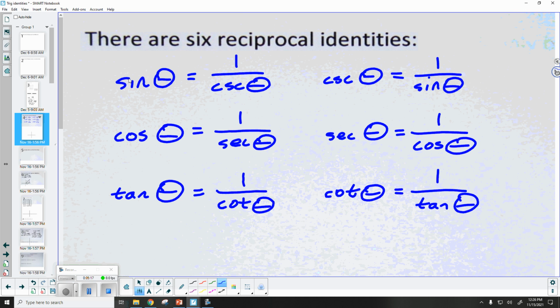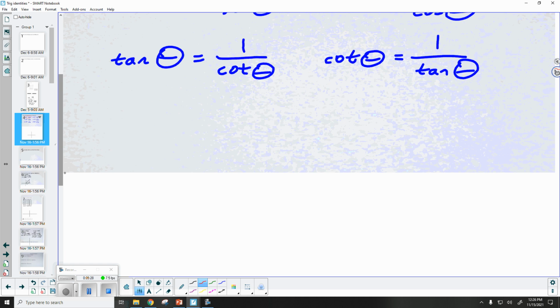Okay, so let's see here. Justin, choose one of those 6 identities. Sine. So sine of theta equals 1 over cosecant of theta. I want to go ahead and prove this one. All right, so first off, let me go ahead and rewrite it. So sine of theta is going to equal 1 over cosecant of theta.